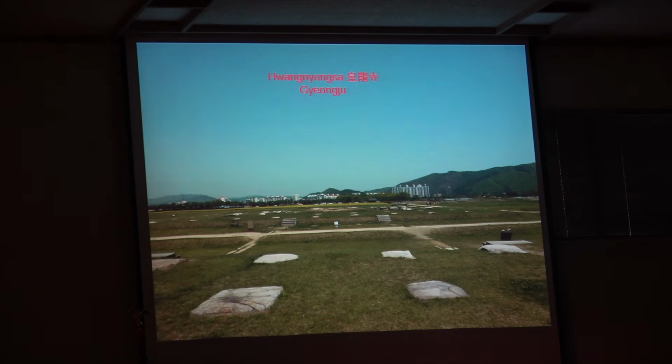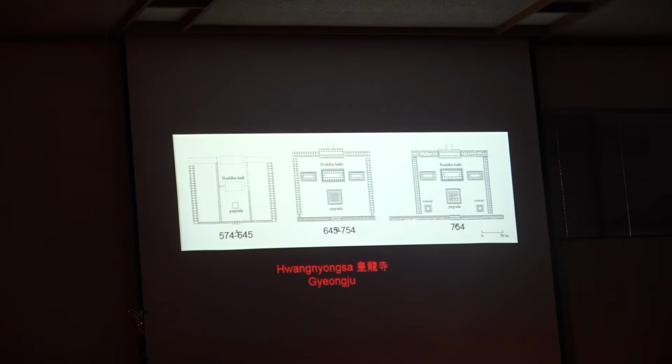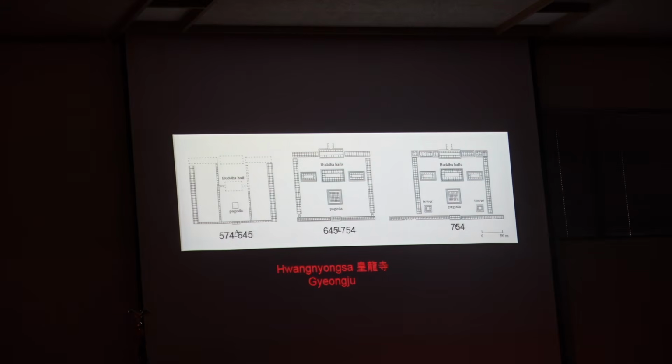But now we come to the 3rd kingdom. The 3rd kingdom is Shilla. The city where one goes to see Shilla remains is Gyeongju. This is the new spelling. I think this is the Hwangnyeongsa. I think this is the new spelling also of the monastery. This is the excavation site as it survives. Now this is even more interesting. Hwangnyeongsa went through 3 building periods.